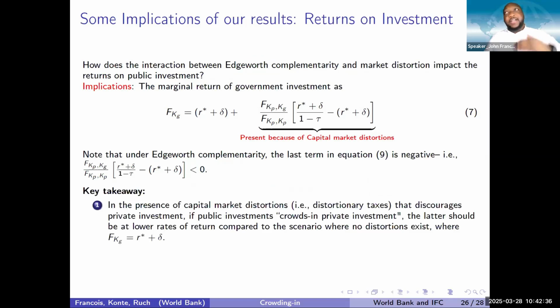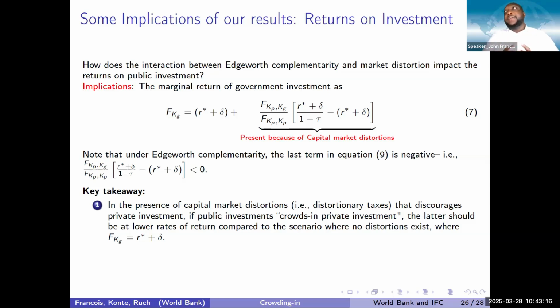I'll briefly go into this and then I'll conclude. Again, we made the point earlier that a lot of developing countries face capital market distortions, or imperfect capital markets. And we also quickly ask the question: does the fact that public investment crowds in private investment suggest that we should keep increasing public investment perpetually? And the answer is no, because you have the law of diminishing marginal returns, right?